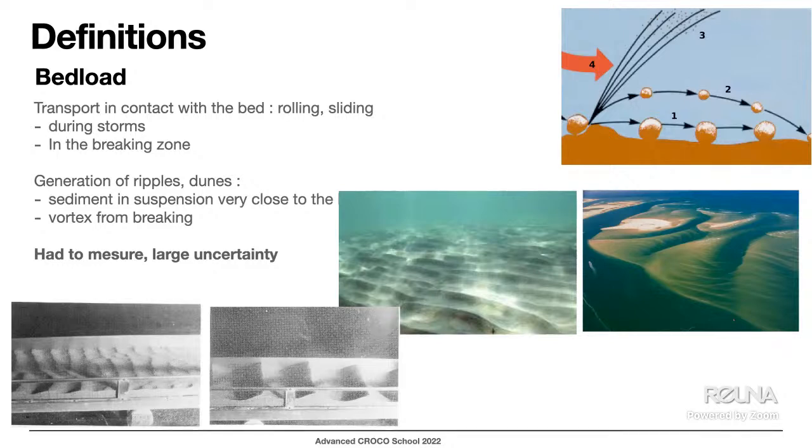breaking. But this phenomenon is very hard to measure. There's a large uncertainty. There is no consensus on the magnitude of this effect. And since it's very hard to measure, it's very hard to model. We model it in CROCO. I will show this later, but it's very difficult. The validation of this is very difficult. So this transport, just as a summary, doesn't happen in the water column by itself.